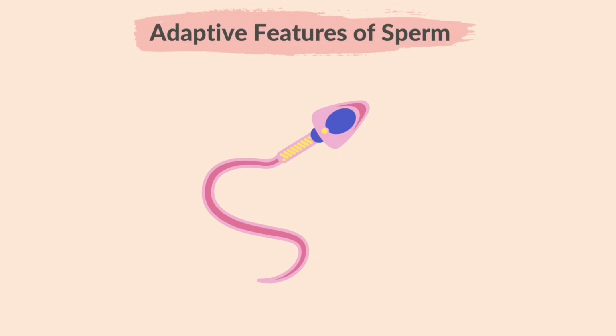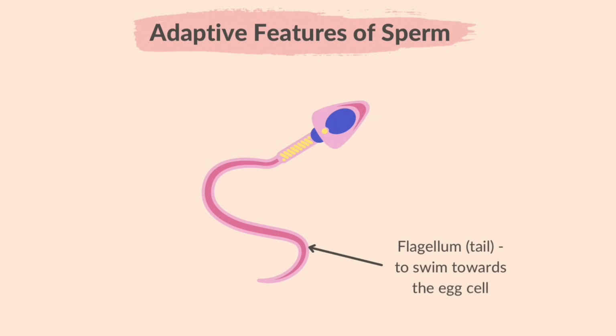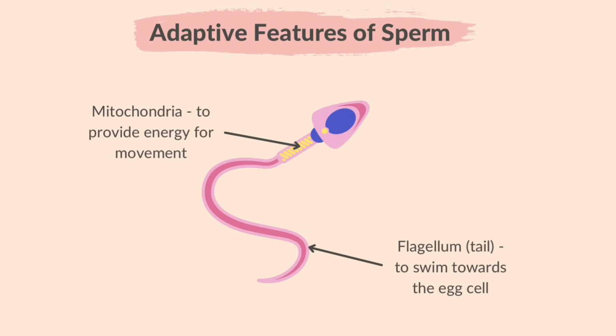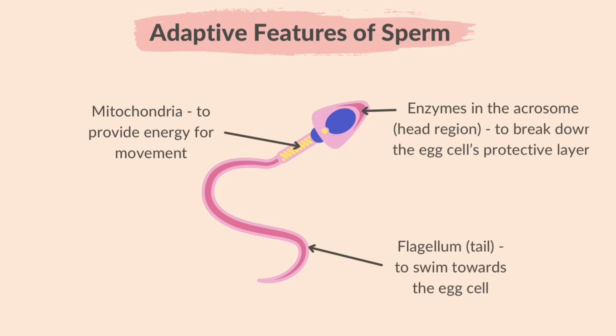The adaptive features of sperm are: it has a flagellum or a tail to swim towards the egg cell. It has mitochondria to provide energy for movement. And it has enzymes in the acrosome, which is the head region, to break down the egg cell's protective layer.